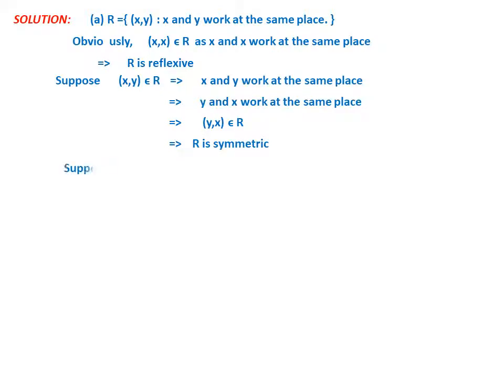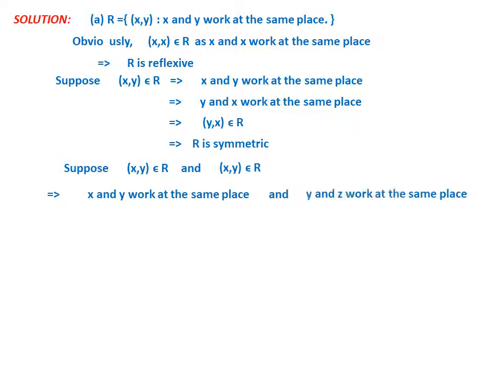Now is it transitive? Let us check. Suppose (x, y) belongs to R and (y, z) belongs to R. Then x and y work at the same place and y and z work at the same place. So x and z also work at the same place. So definitely it is transitive, so (x, z) belongs to R. Therefore this is a very good example once again: it is reflexive, symmetric and transitive, so it is actually an equivalence relation. Of course, in the question it is not asked.